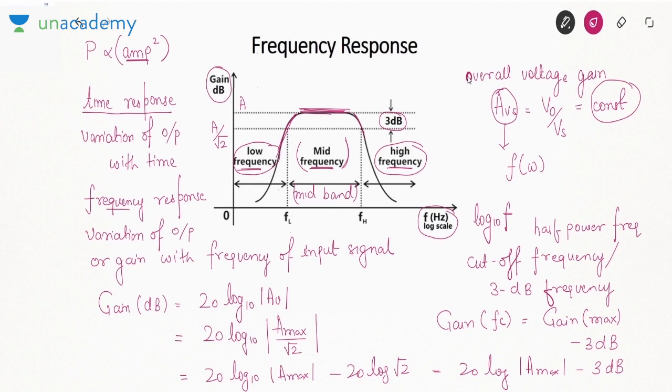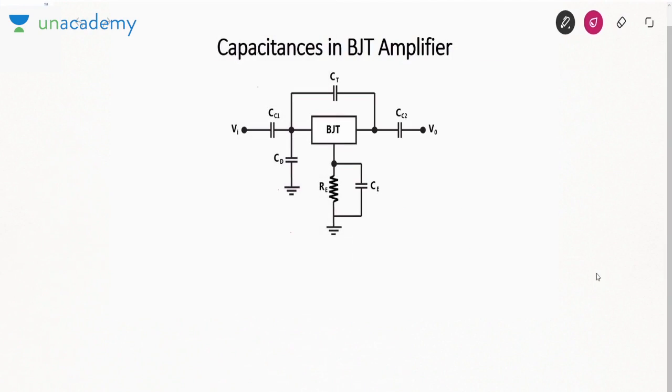Now our focus in this section will be to understand what are the factors that are reducing the gain in the low frequency and high frequency region, and how we can find out these cutoff frequencies FL and FH. Okay, this we have to understand. So next thing that we are going to study is the capacitances in the BJT amplifier.